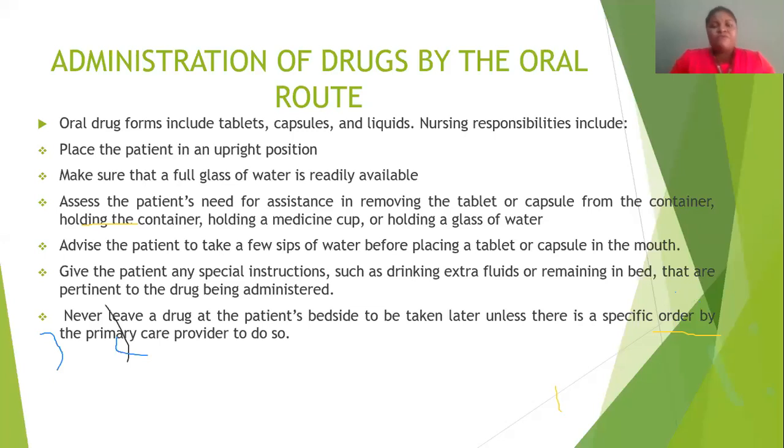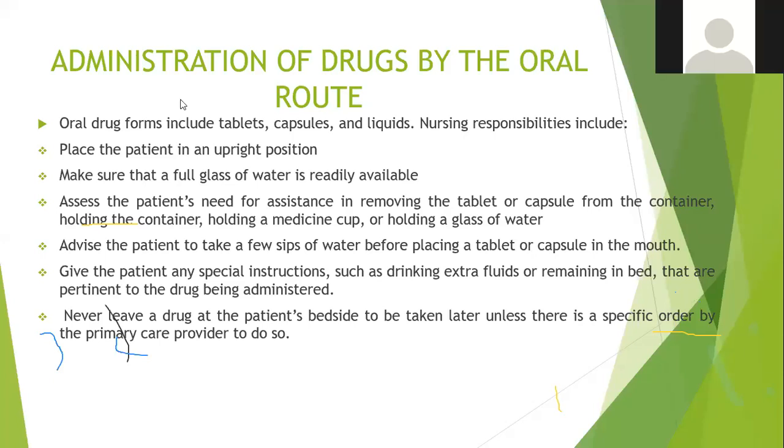Only on few occasions can you give your patient drugs when the patient is not in upright position. For example, unconscious patients, when you want to give drugs through NG tube feeding, you can give drugs. But a normal patient, you don't give drugs in an abnormal position. You place the patient in an upright position. You also ensure that you have a full glass of water. It allows for easy swallowing of the drug.